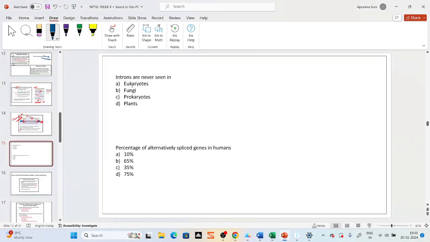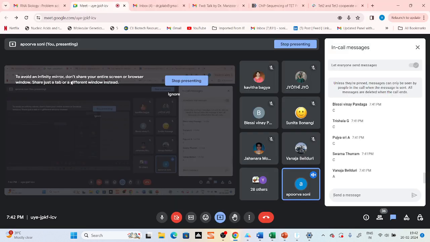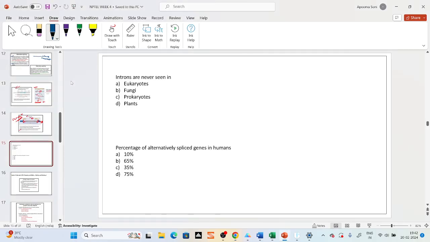Eukaryotes. No, but introns are present in eukaryotes. All that we have been discussing up till now, the splicing, the post transcriptional modifications and alternative splicing, it happens in eukaryotes, right? Why do you think it is prokaryotes? Can you tell me, Vanaja? I think option A is prokaryotes, ma'am. Misunderstandingly put. Okay, eukaryotes, fine.